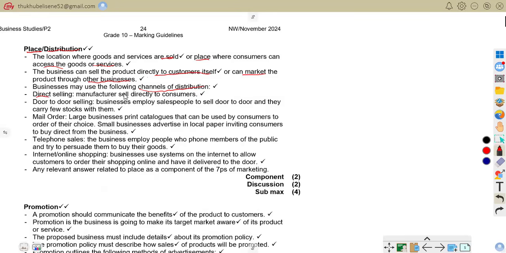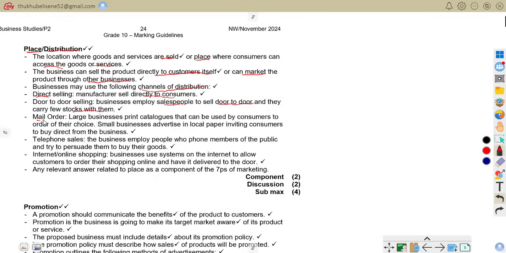Direct selling. Manufacturers sell directly to customers. Door-to-door selling. Business employs salespeople to sell door-to-door, and they carry few stocks with them. So they can do door-to-door, or direct selling, wherever they are selling directly to consumers.